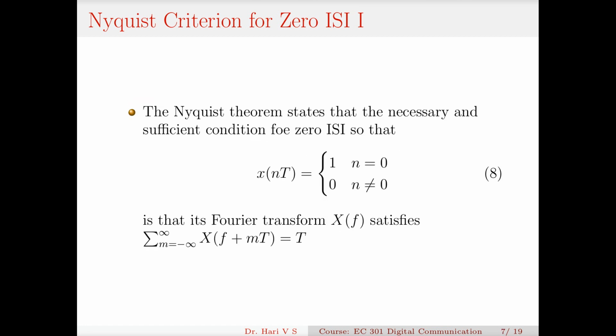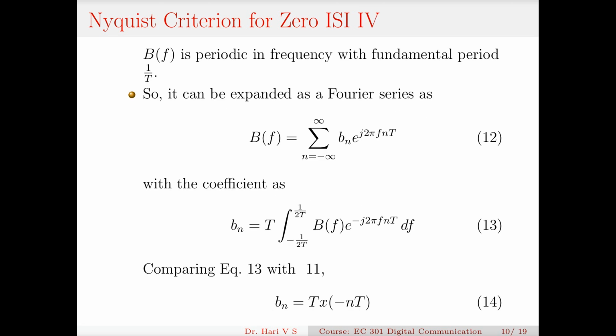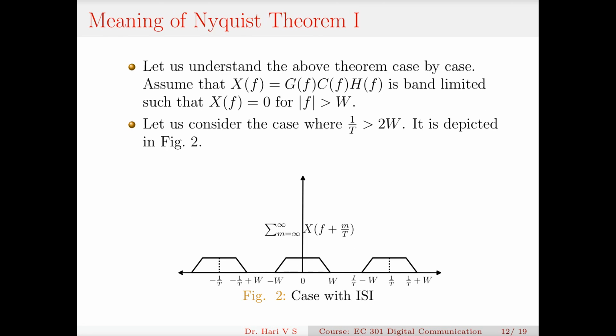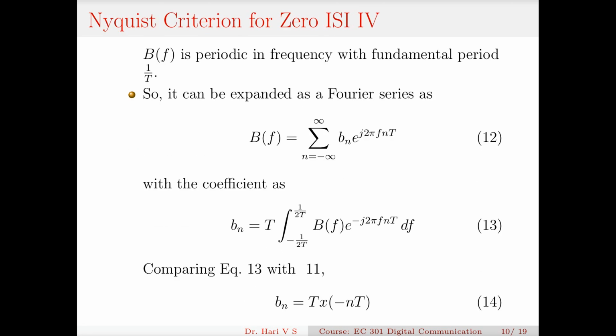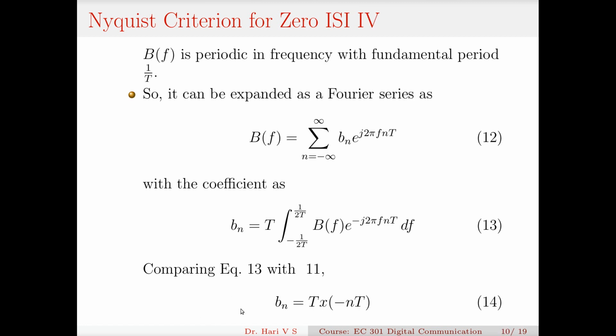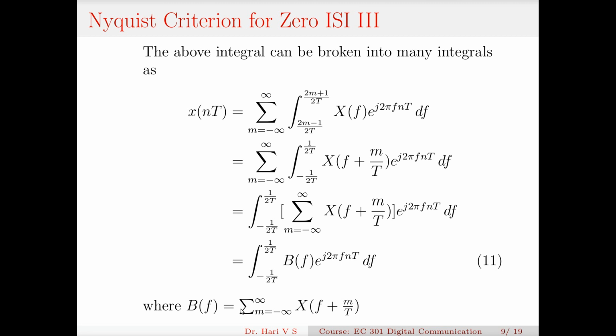That is my theorem. The sum of X(f + m/T) should be T. Okay, so that is my theorem. So now what I can see is this B(f) is a summation of X(f). This is a periodic signal. This B(f) is a periodic signal with fundamental period 1/T, because this is periodic in frequency with a fundamental period 1/T.